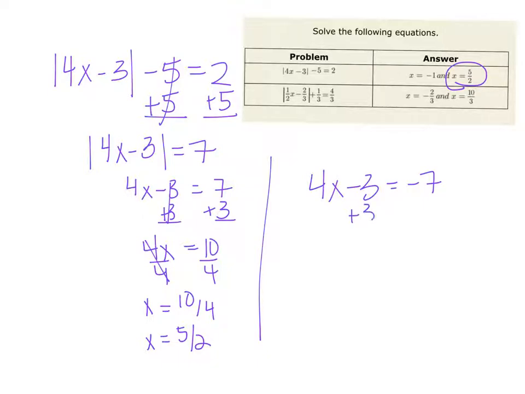Now looking for my other solution, again I'm going to isolate the 4x by combining like terms. So negative 7 plus 3 is a negative 4. I'm going to divide by 4. I have x equals a negative 1. My other solution.